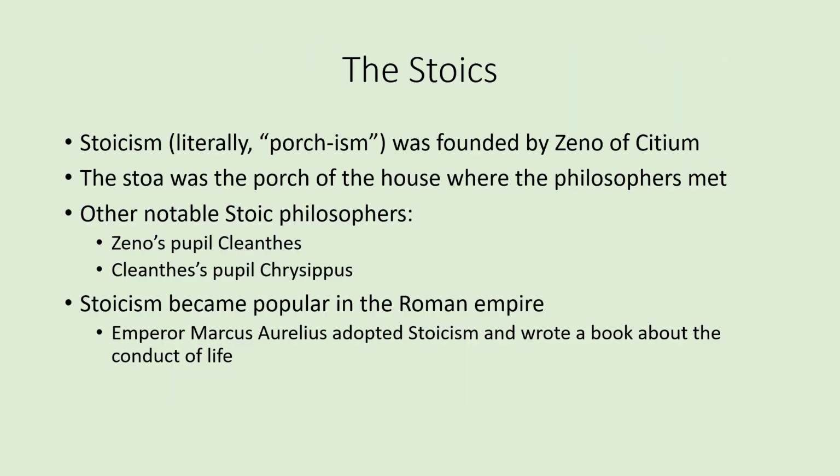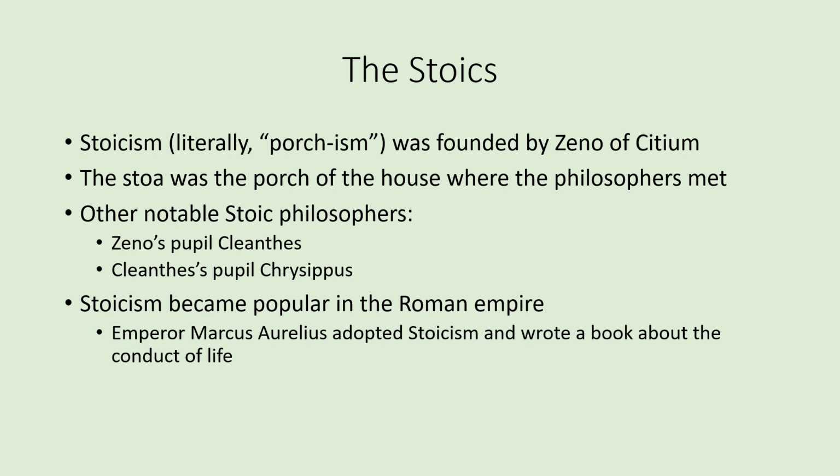So Stoicism, it's called Stoicism from the ancient Greek name for the porch, the kind of front step, which is where the Stoics used to teach in the marketplace of Athens. Stoicism is usually said to be founded by Zeno of Citium, who came to Athens and founded the school. So the Stoa was literally the porch of the house where the philosophers met.